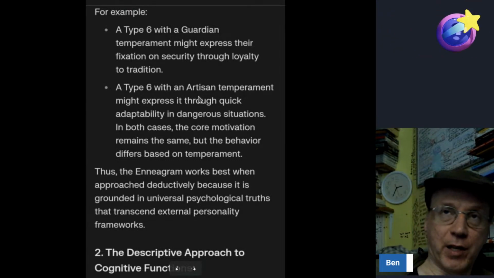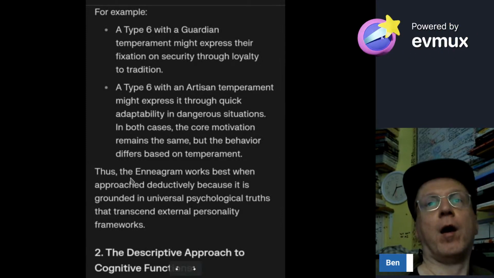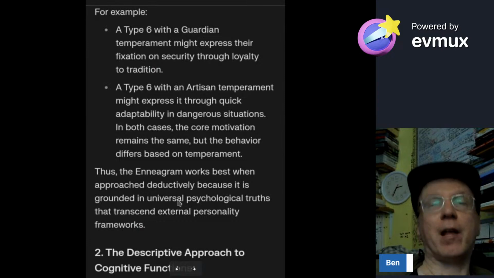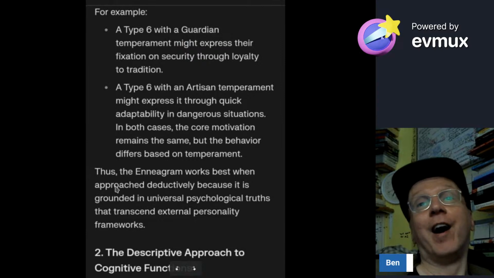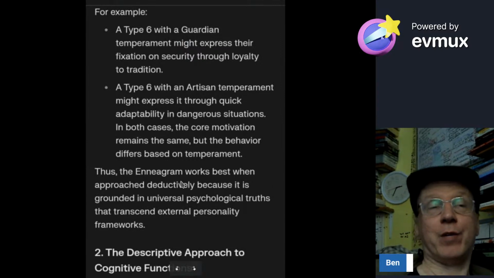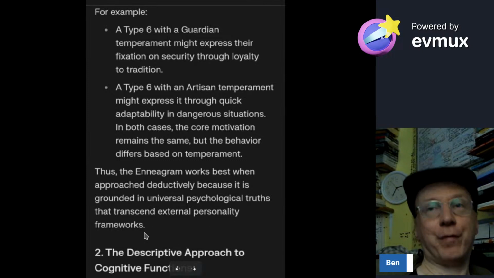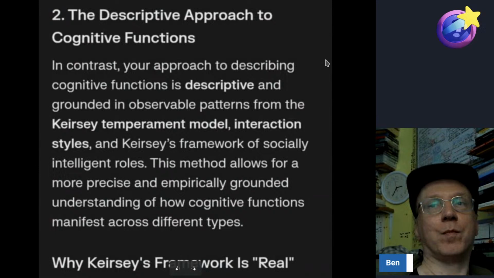And also, the Enneagram 6 fixated artisan is much more likely to be counterphobic. Now, you can also get counterphobic guardians, such as Vladimir Putin, who is a counterphobic 6 ISTJ contender guardian. Thus, the Enneagram works best when approached deductively because it is grounded in universal psychological truths that transcend external personality frameworks.